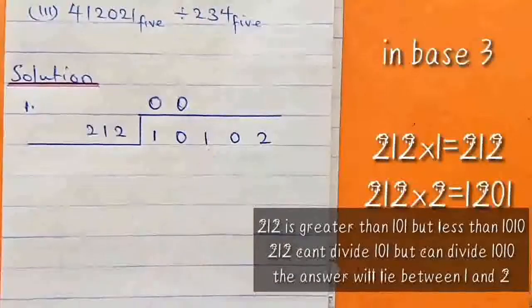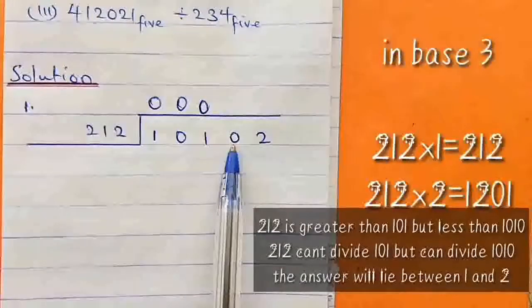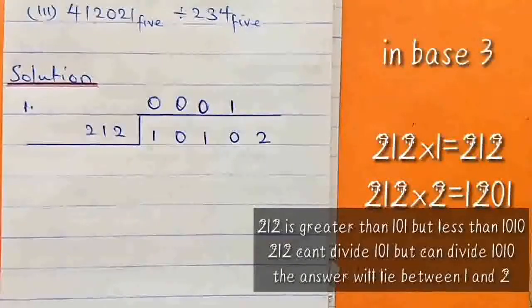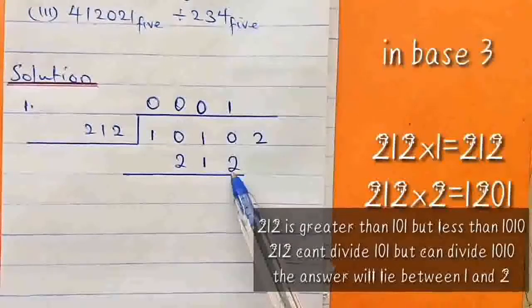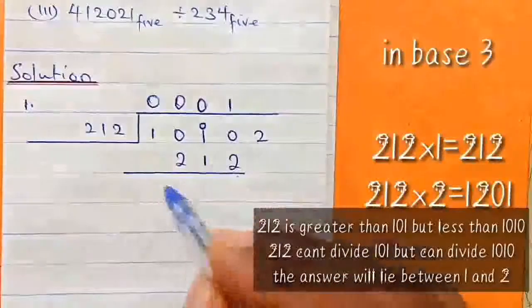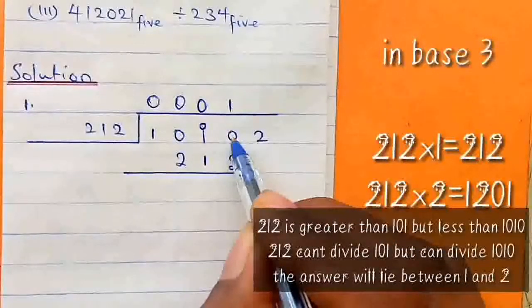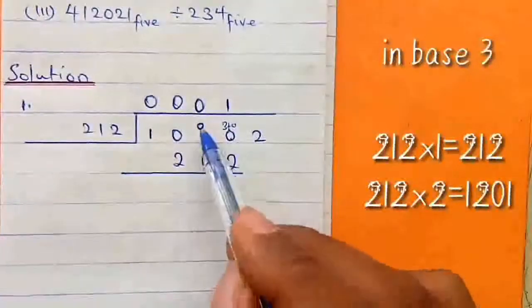212 divided by 101 will not work, we put in 0. 212 divided by 1010 will give us 212, which is 1. 1 times 212 will give us 212. Subtraction, we have 0 minus 2 won't work. We pick 1 from this. Picking 1 from this place makes this remain 0. And the one given out here becomes 3 because we are working in base 3. 3 plus 0, we have 3 minus 2 will give us 1.